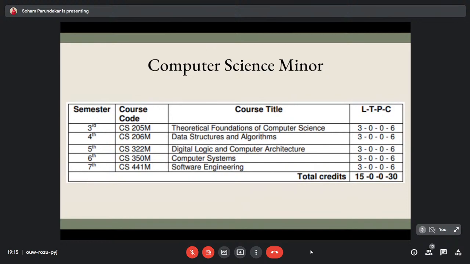So this is the course structure. As Soham said, we have the computer science minor courses from the third to the seventh sem. In the third sem, we have theoretical foundations of computer science, which was online for us and was taken by Gantha Goswami sir. In the fourth sem, we had data structures and algorithms, which is half offline and half online, and that was taken by SP Rao sir. Then in the fifth sem, we will have a course called Digital Logic and Computer Architecture, which we haven't had. And then the 6th sem will be computer systems and the 7th sem will be software engineering. Next slide.